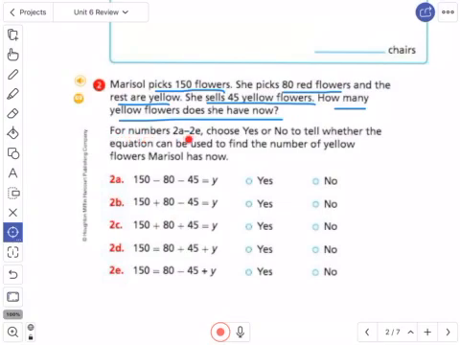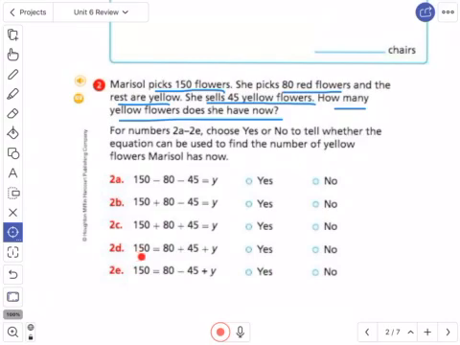So for numbers 2a through 2e, choose yes or no to tell whether the equation can be used to find the number of yellow flowers Marisol has now. Okay, so can I use this equation to solve this? So like can I do 150 minus 80 and then minus 45 to get that? Okay, can I do 150 plus 80, then minus 45? Okay, would I do 150 plus 80 plus 45?